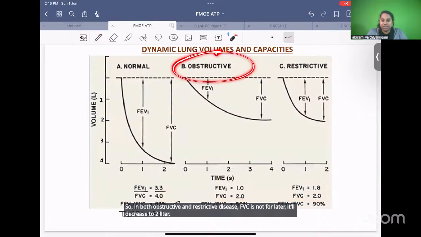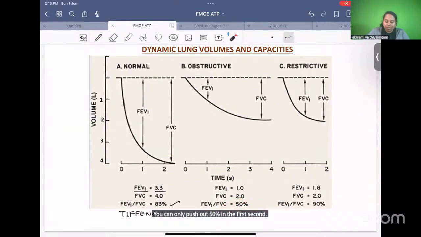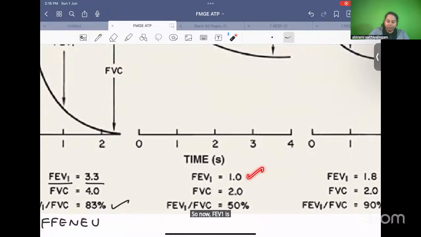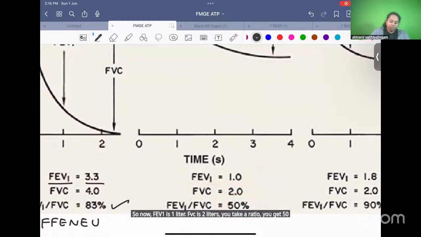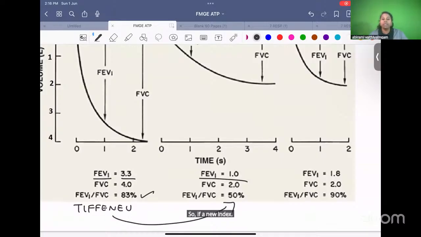In obstructive disease, you have difficulty in expiration. So out of this 2 liters, you cannot expel out 83% in the first second because you have an obstruction. You can only push out 50% in the first second. 50% of 2 liters is 1 liter. So now FEV1 is 1 liter, FVC is 2 liters. You take a ratio, you get 50%. 1 by 2 is 50%. So the Tiffeneau index falls to 50% in obstructive lung diseases. Normal is 83%, but here it has fallen to 50%.